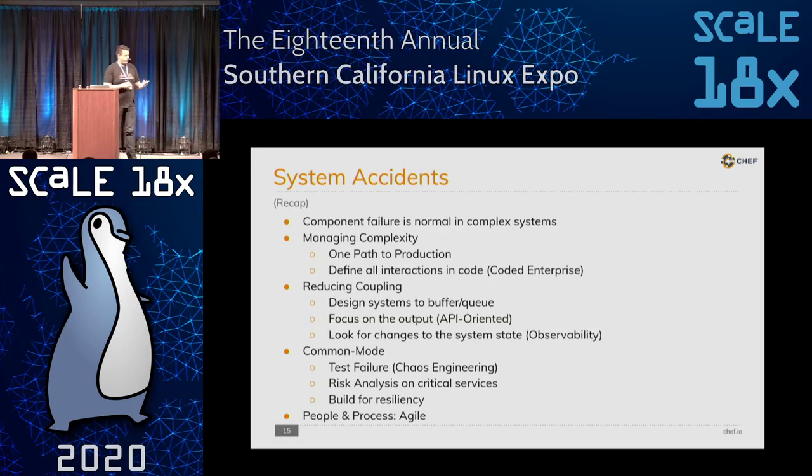We want to reduce our coupling. Anything that's tightly coupled is potentially prone to a catastrophic failure, so we want to make it a little bit looser. We want to make sure we codify any of those coupling moments in the first place. Focus on the output, API-oriented. Look for changes to the system state. Have observability to understand when things are changing on us. And then look for your common mode components.